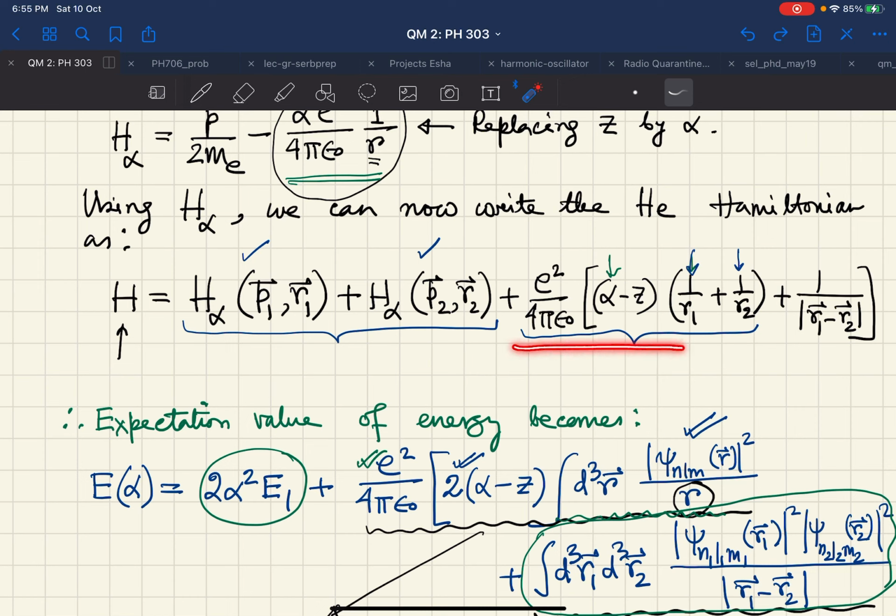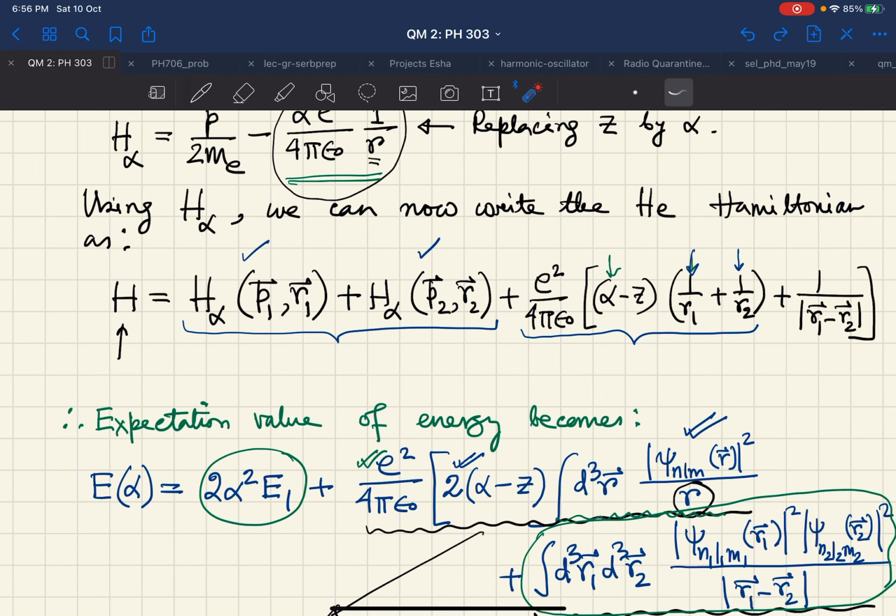If we calculate the expectation value for this term, we will have generically terms like alpha minus z, and then we will have mod psi NLM r square by r, because 1 by R1 and 1 by R2 are here. But whatever integrations we do, if I do one integral with 1 by r1, I will get the same result for 1 by r2 also. So I am multiplying here by 2 to get the total result from these two terms.